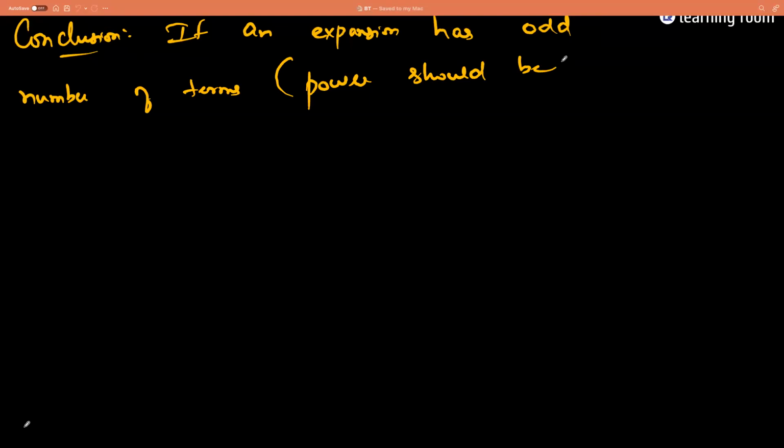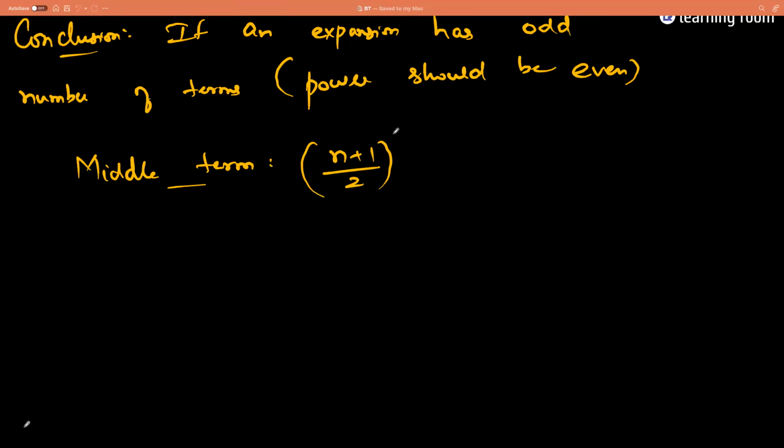Even. So whenever they give you a question, if you are able to see the power to be an even number and you're asked to find the middle term, then the middle term is given as n plus 1 divided by 2th term. So this will be the middle term, where n is the power, and n plus 1 is the number of terms that you have.